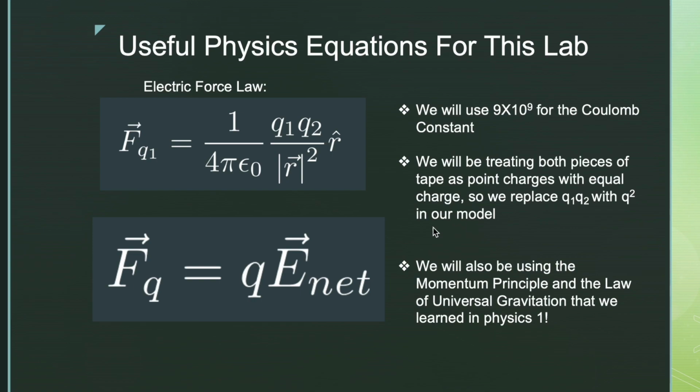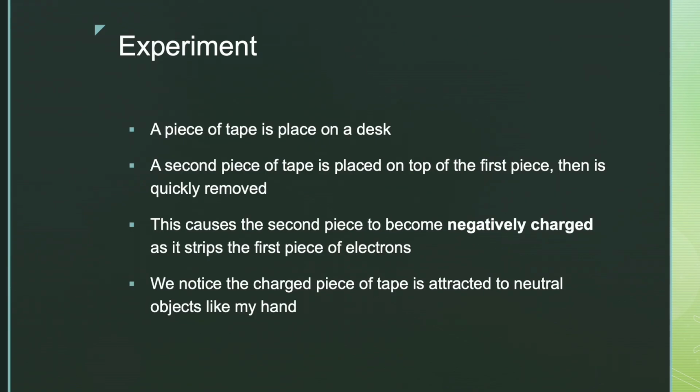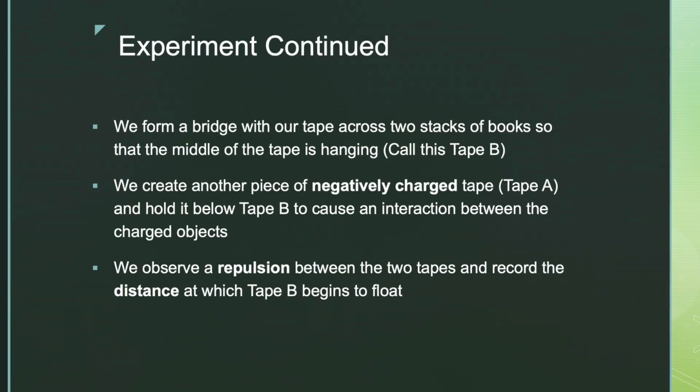And we're also going to be revisiting the momentum principle and law of universal gravitation for calculating our force of gravity in our computer model. So in this lab we needed to create two pieces of charged tape, and we were following these steps here in order to accomplish that. I'm not going to read through them all for the sake of time, but of course noticing that each charged piece of tape is going to be attracted to neutral objects like your hand, and it's also going to be attracted to oppositely charged objects, but of course repelled by same-charged objects.